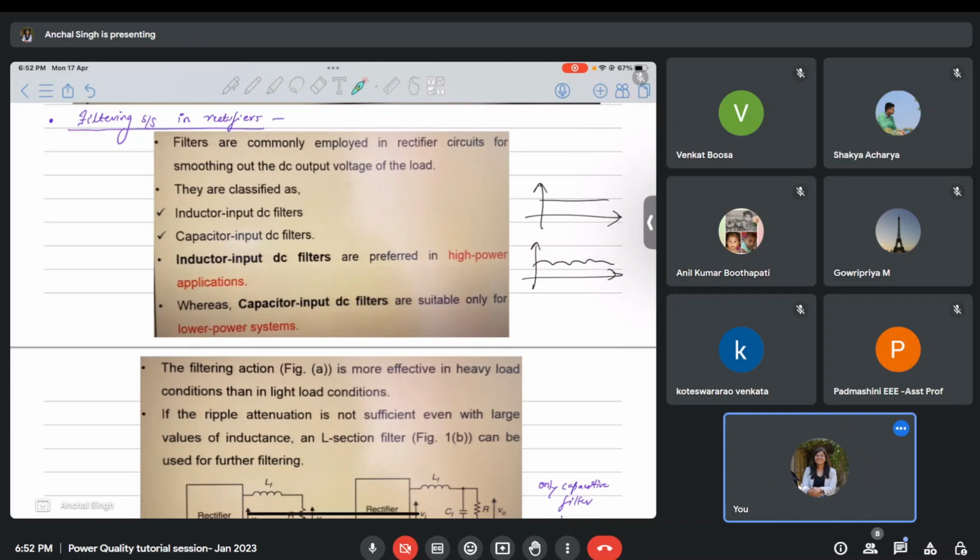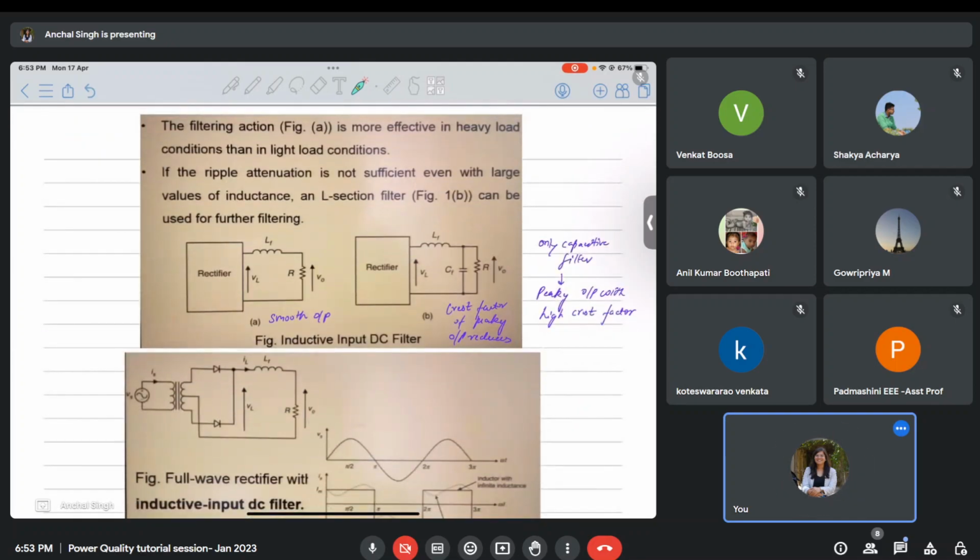So smoothing out the DC output voltage. If I smooth out the DC output voltage using a filter, then my rippled DC will look something like this. Therefore I am using filters. Filters are classified into inductor input DC filters and capacitor input DC filters. Inductor input DC filters are preferred in high power applications, whereas capacitor input DC filters are used mostly in low power applications. So these are the application areas of these filters.